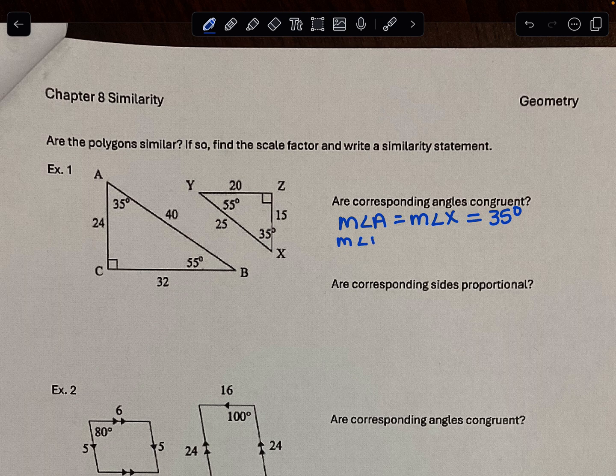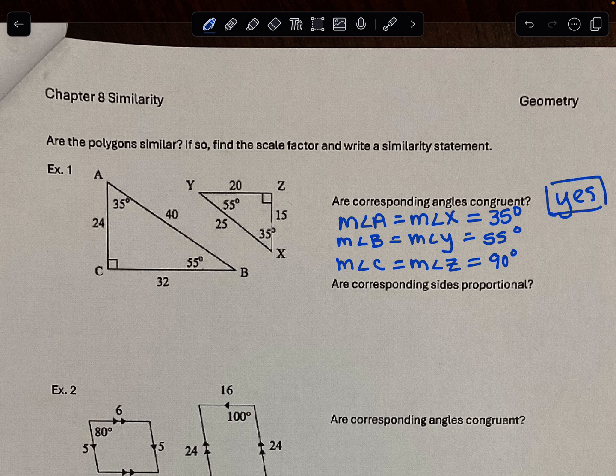All right, what about measure of angle B? What angle is it equal to on the other triangle? Measure of angle Y, and those are equal to what degrees? 55. Okay, then lastly, measure of angle C is equal to the measure of angle Z, and what degrees do those have? 90. Okay, so are all of our corresponding angles congruent? Yes. So that part checks.